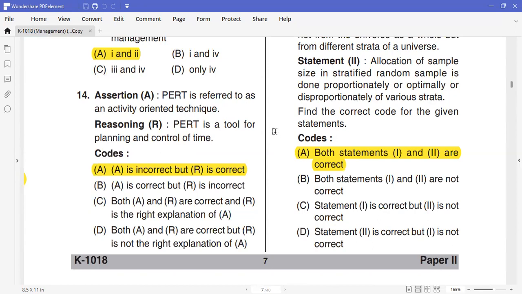Just like we have CPM, here PERT is also basically used for planning and control of time. So here PERT is referred to as an activity-oriented technique. No, it is not an activity-oriented technique. CPM, critical path method, is an activity-oriented technique. So therefore, the assertion is wrong or incorrect. The reasoning is correct. So therefore, the correct option for the 14th question is A, that is, A is incorrect, but R is correct.